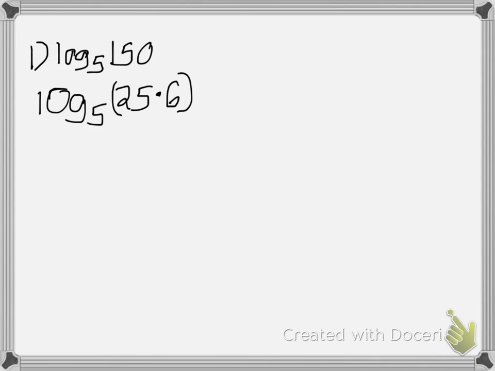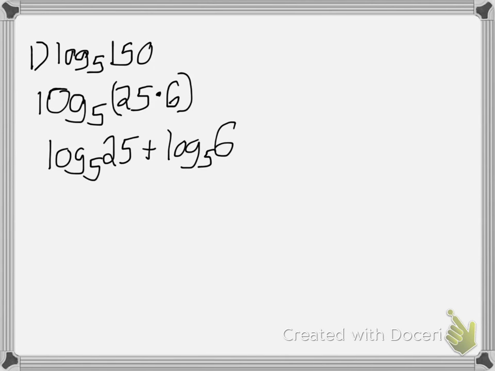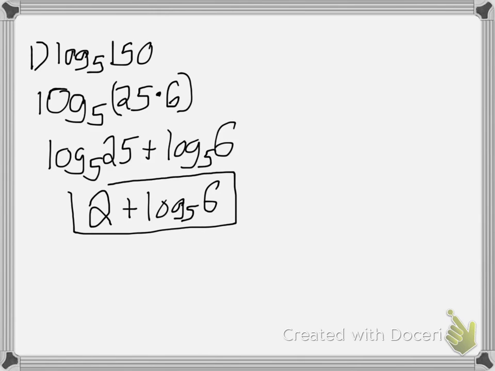Okay? Now, remember what that does. When I'm multiplying like this, that gives me log base 5 of 25 plus log base 5 of 6. Well, log base 5 of 25 is just plain old 2, so it's 2 plus log base 5 of 6. And ladies and gentlemen, that's it. That's the answer. Okay? You can't go any further than that on this problem.